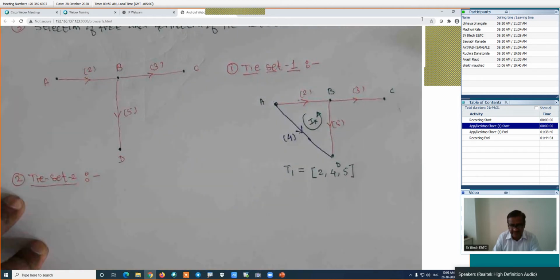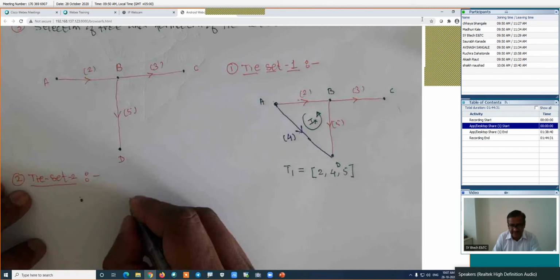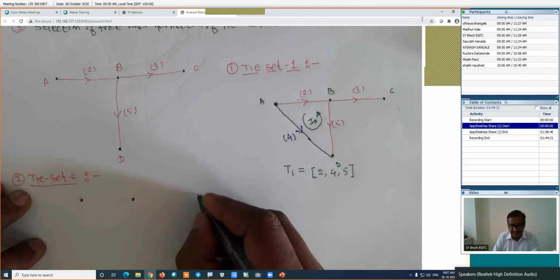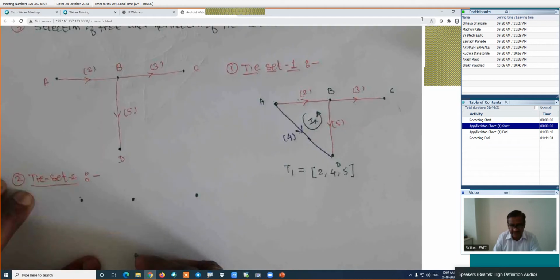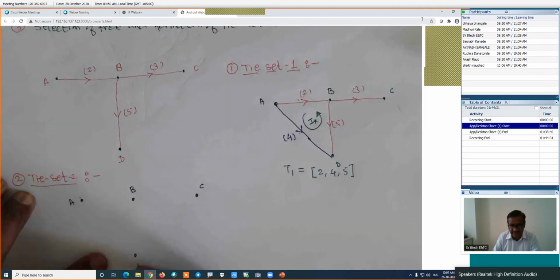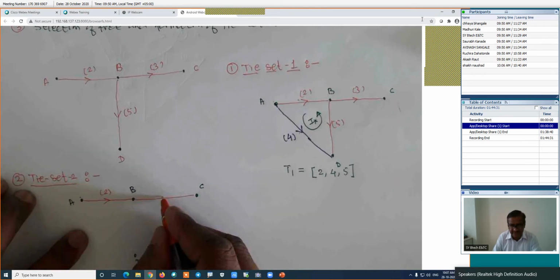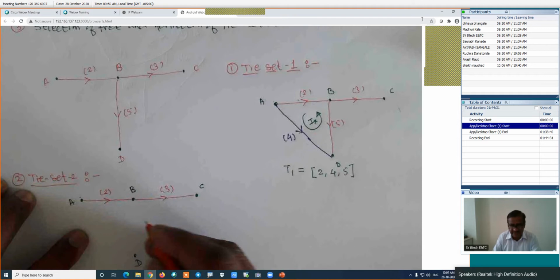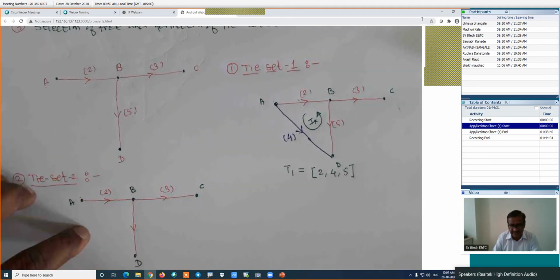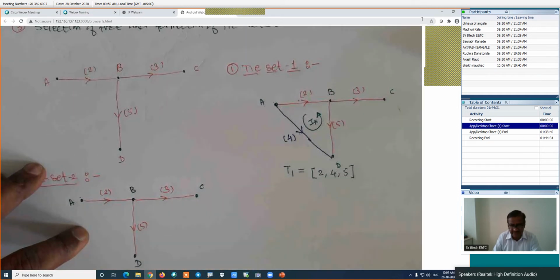What I will do is draw this tree as it is. This is the first node, the second node, the third node, and this will be the fourth node. This is my node A, node B, node C, and this node is node D. Is it right? How is the tree formed? Branch number 2, branch number 3, and branch number 5 are forming a tree.